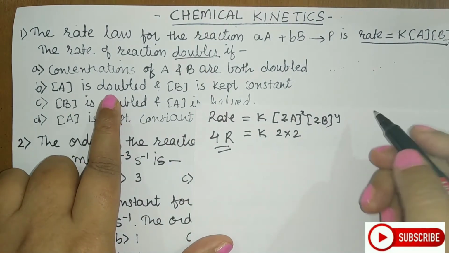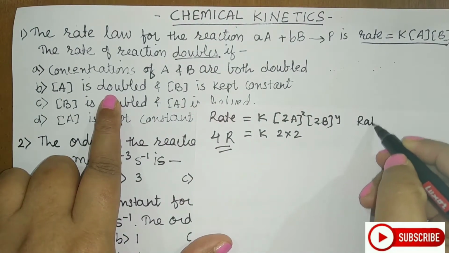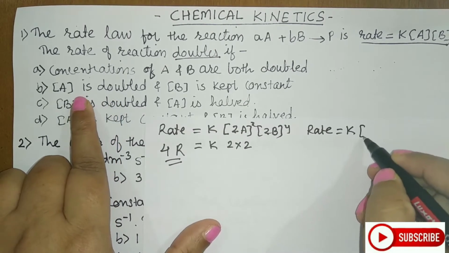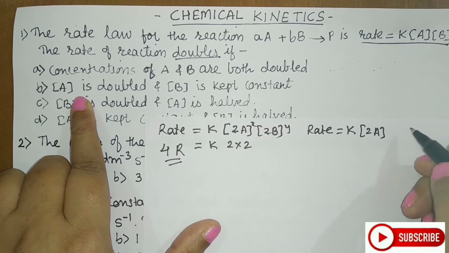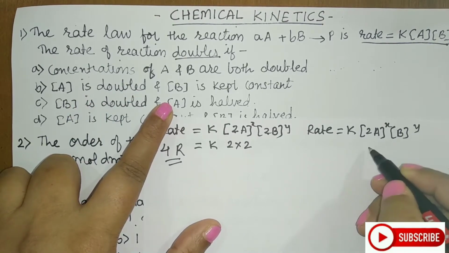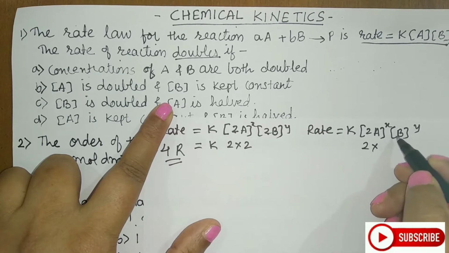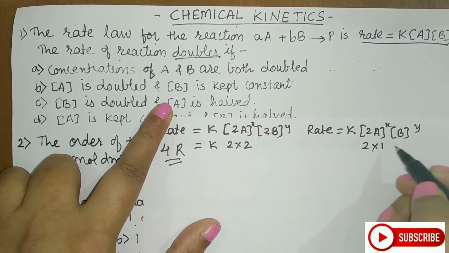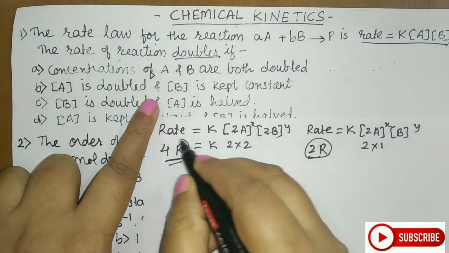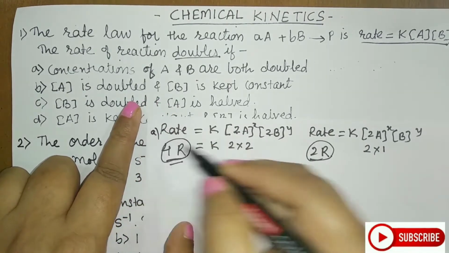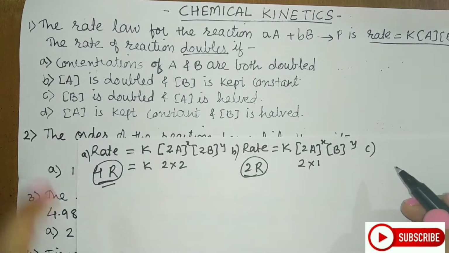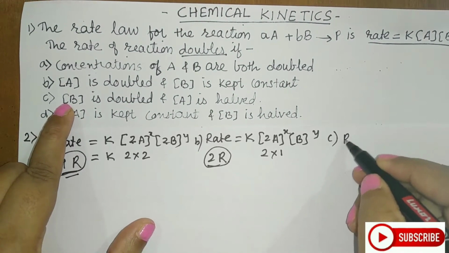A is doubled. Let us write the same expression again. So rate is equal to K. Now A is doubled means this becomes 2A and B is kept constant. So it will be 2 into, if it is the same, it is 1 here. So the rate will become 2 times. This is your first option. This is your second option. Let us see what happens to the third option. B is doubled.